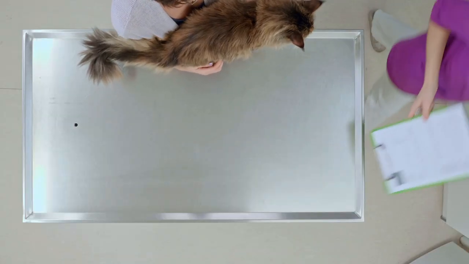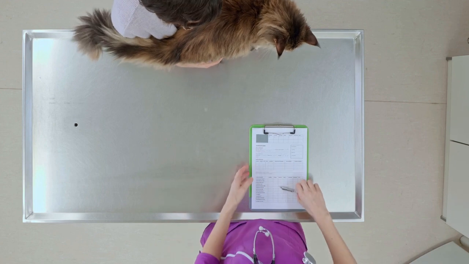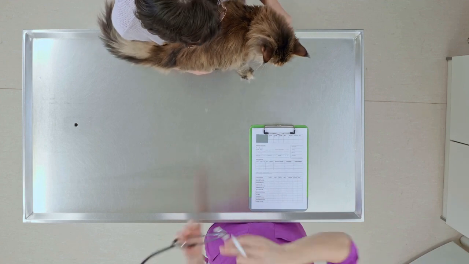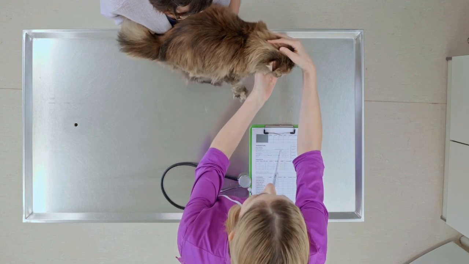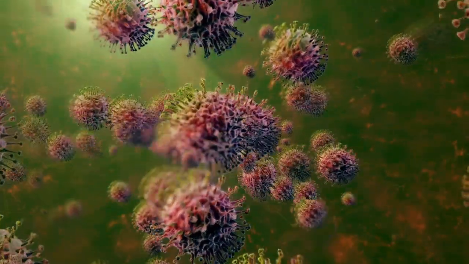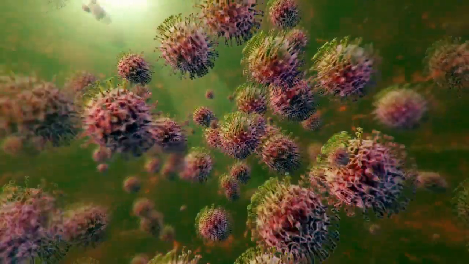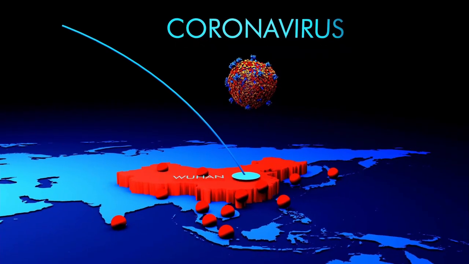Coronaviruses are zoonotic. This is a fancy word to say they are transmitted between animals and humans. They are also reported to be contagious, which means they can be transmitted from contact with an infected person, infected object, or surface.